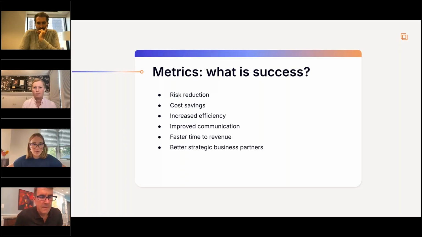Jonathan Ashland, what about our legal team? How do we pull our KPIs, and what are those things that we're actually looking at?